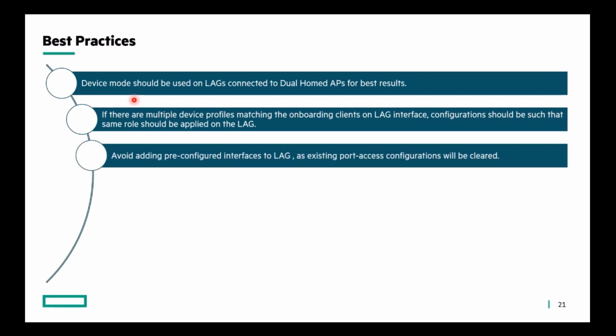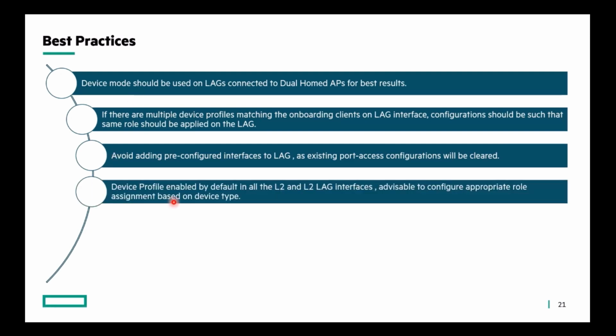Next, we should avoid adding pre-configured interfaces to the lag. Consider I already have some security ports and now those ports have been added to the lag interface. The assumption is that the existing configurations for the port will be retained, but that is not the case. Once the interfaces are added to the lag, the pre-existing configurations will be completely cleared.